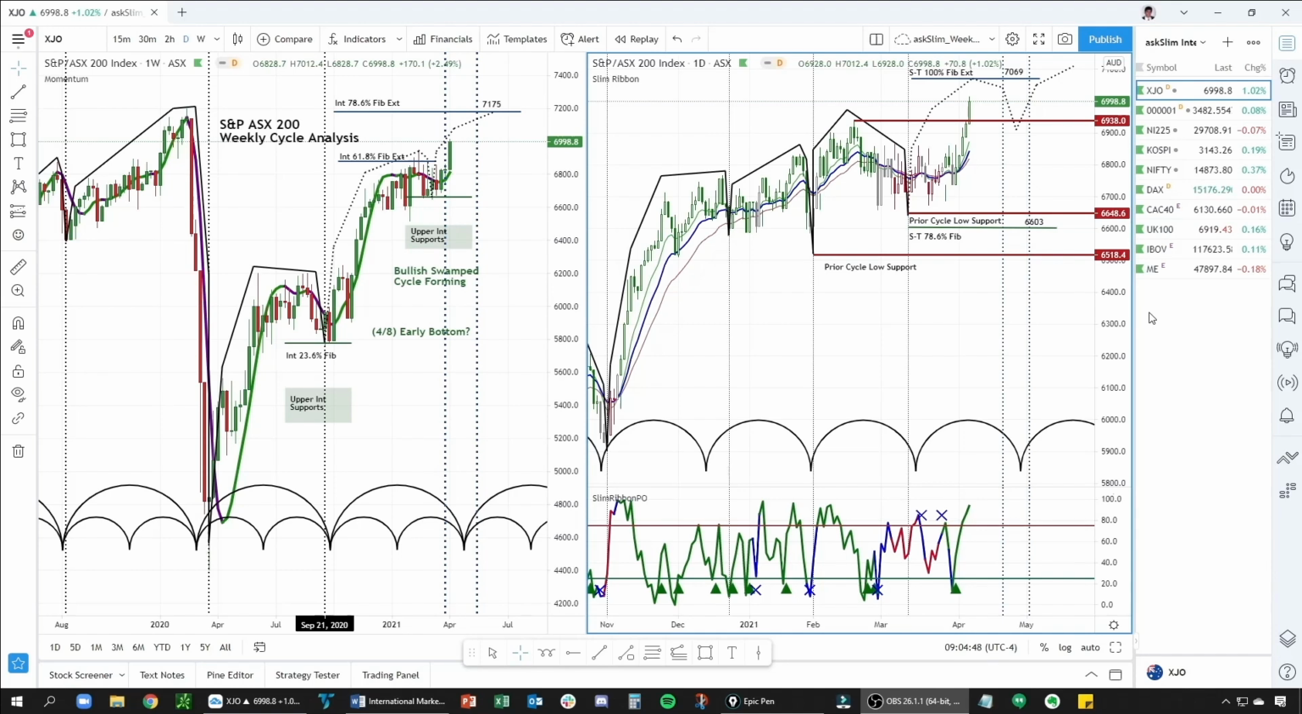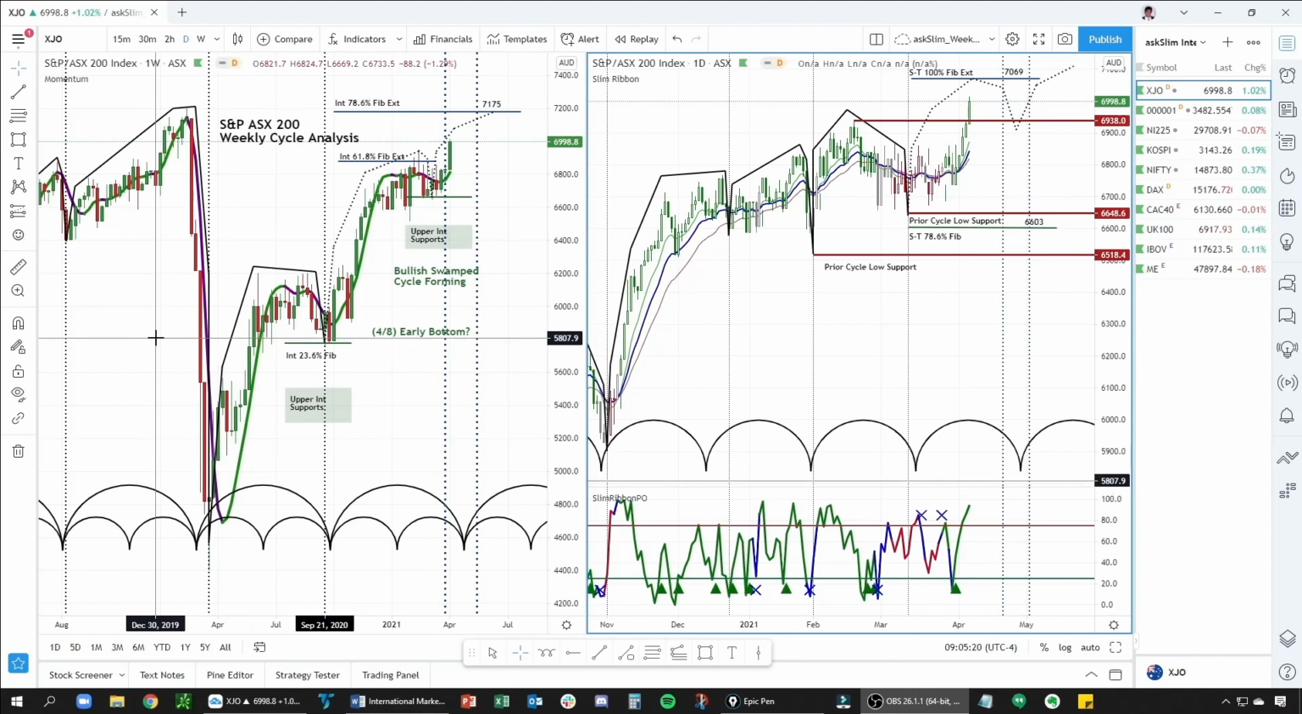So we will go ahead and start with the S&P ASX 200, and then we will look at the Shanghai, followed by the Nikkei, and then the Kospi and the Nifty 50. After that, we will look at the DAX, followed by the CAC 40, and then we will look at the FTSE 100, and we'll finish up with the BovSpa and the IPC Mexico. So let's first look at the ASX 200 here and the weekly chart.